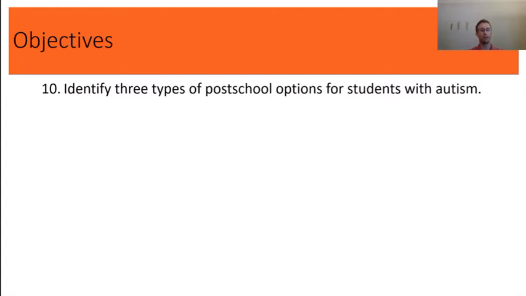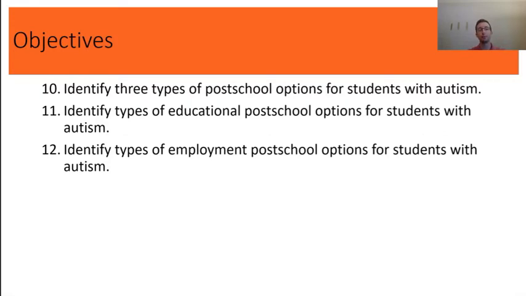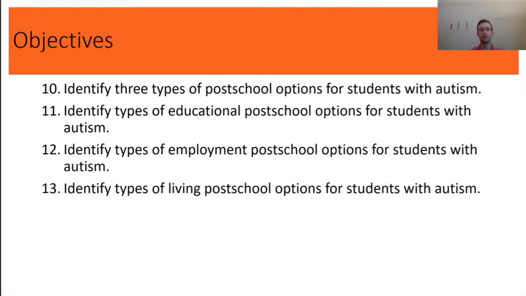Objective 10 is to identify 3 types of post-school options for students with autism. Objective 11 is to identify types of educational post-school options for students with autism, which is one of the 3 types of post-school options. Identify types of employment post-school options for students with autism. That's another one of the 3 types of post-school options. Identify types of living post-school options for students with autism. That's the third of the 3 types of post-school options for students with autism.